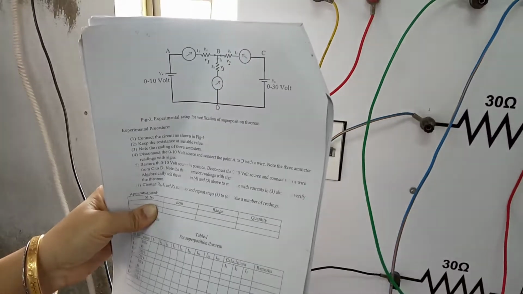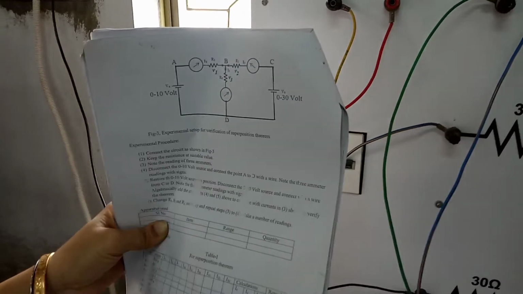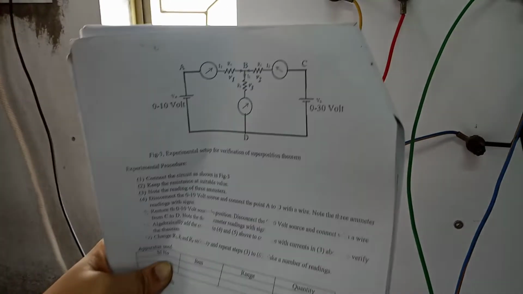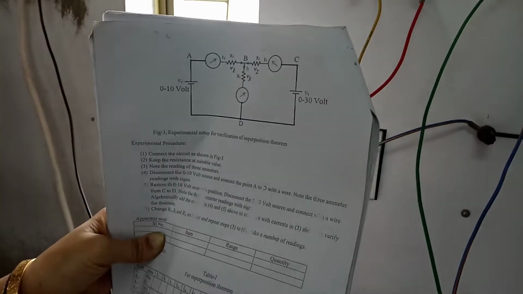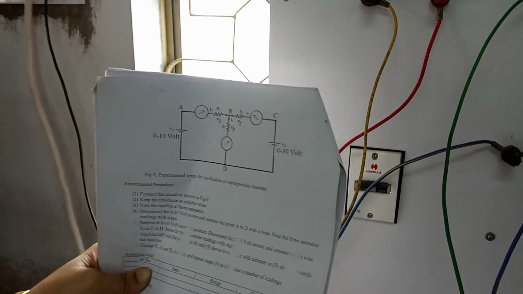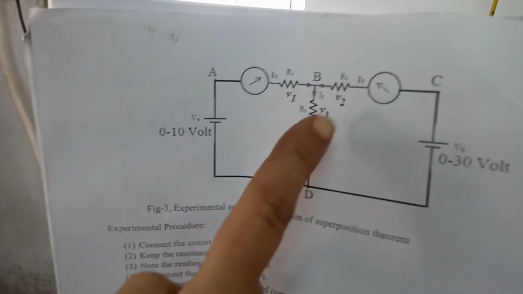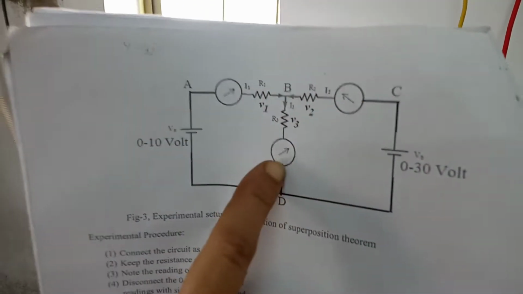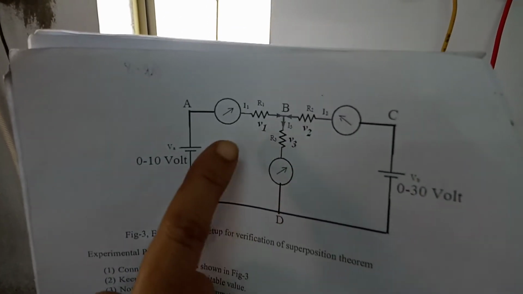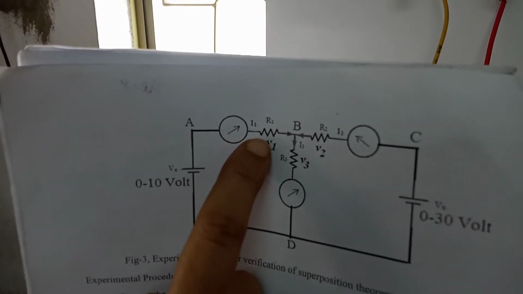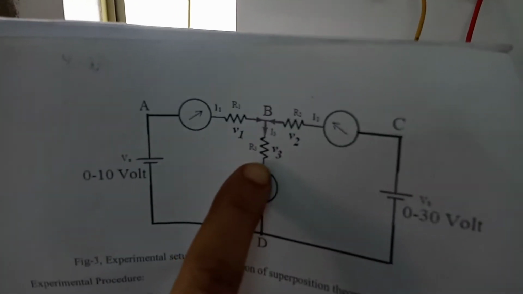Good afternoon, students. Today we are going to demonstrate network theorem 1, that is the superposition theorem, and then Thevenin's theorem. Coming to the superposition theorem, we have the circuit as shown in this figure. Can you see this figure? It has 3 resistances with 3 ammeters, which are used to measure the current of these 3 branches. That means the current flowing through R1, R2 and R3.